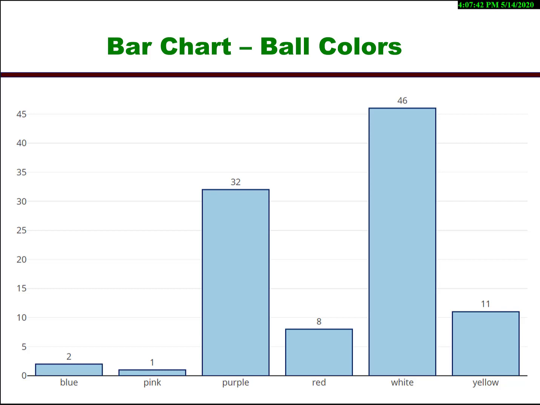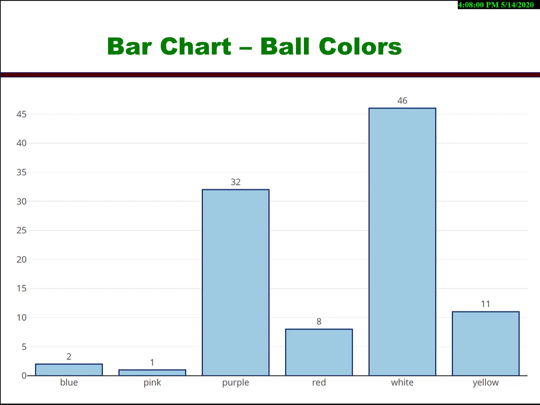You can see here that we have the count on the vertical axis, and each bar represents a different color ball. You should conclude from this that by far we are most likely to get a white ball, followed by purple. The remaining colors have a much smaller chance of occurring.